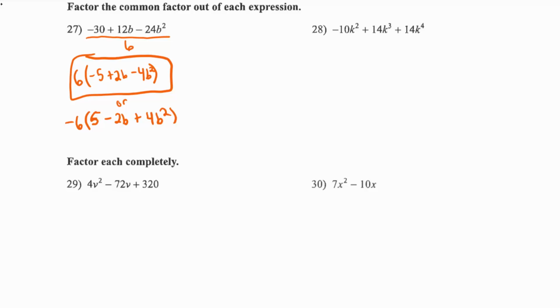On 28, there's a number in common, but there's also k's in common. All of these have at least k squared. The number they have in common is 2. So we're going to divide everything by 2k squared. Negative 10k squared divided by 2k squared is negative 5 without a k squared anymore. 14k cubed divided by 2k squared is 7k. And 14k to the 4th divided by 2k squared is 7k squared.